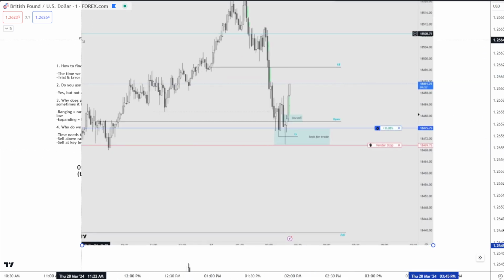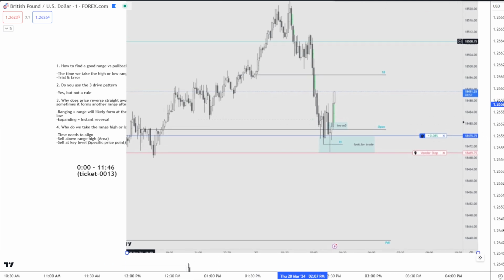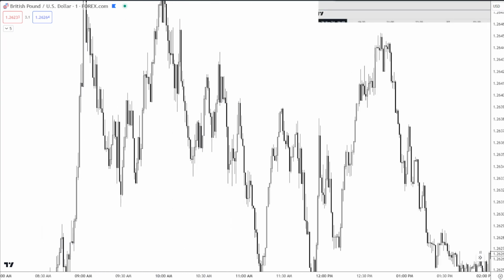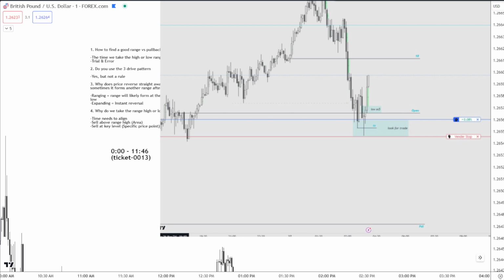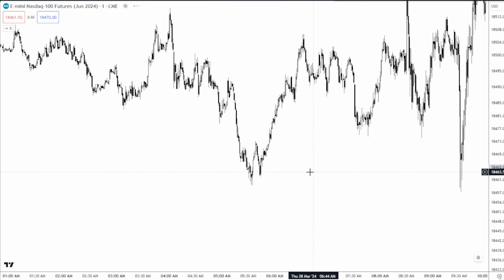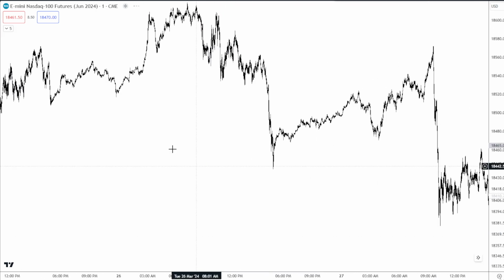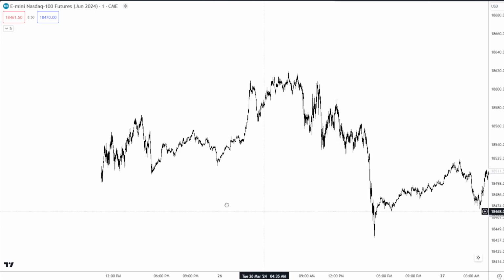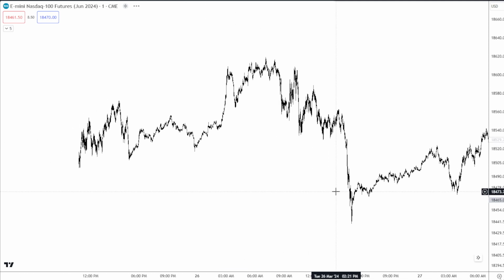So we have a key level. Let me see if I can find the day. March 26th, 4 o'clock, I think. Shoot. It's on GBPJPY. March 26th. I think it was 4 p.m.